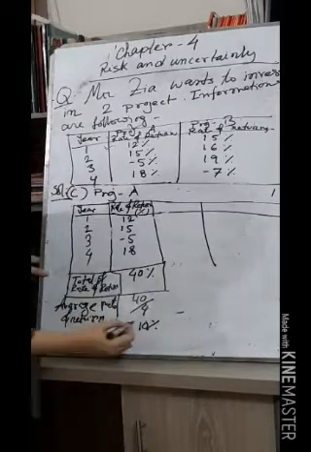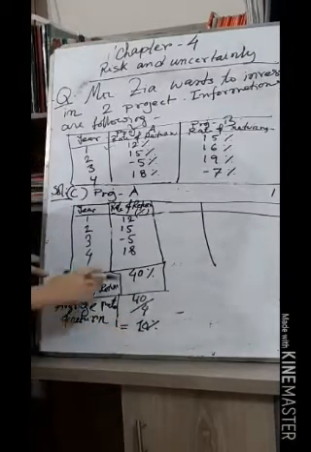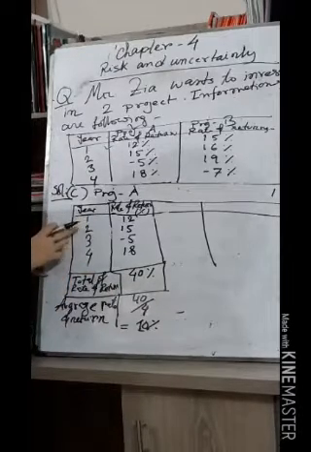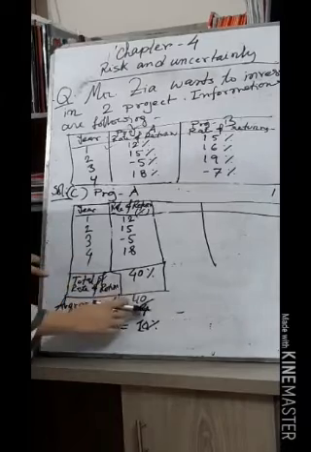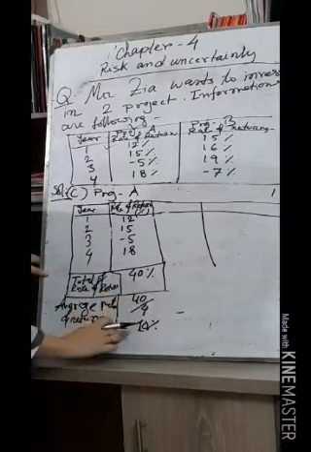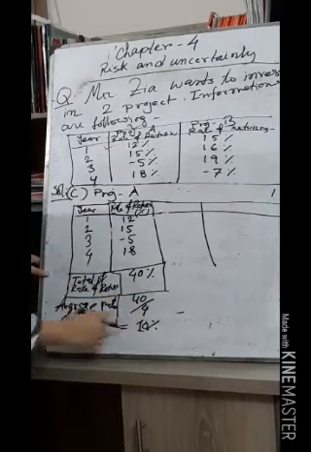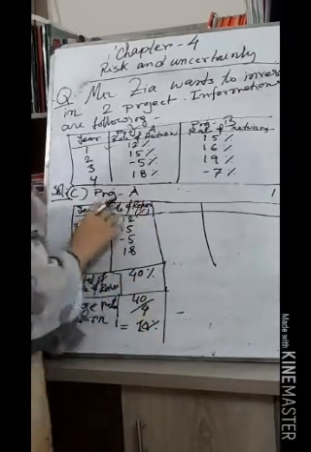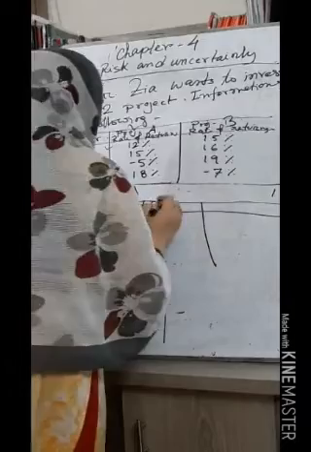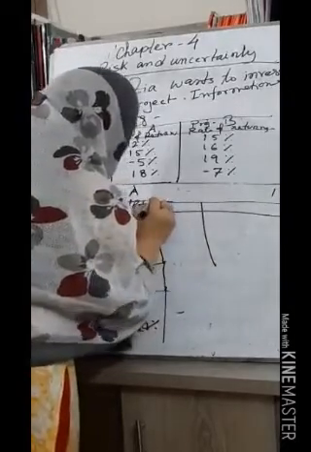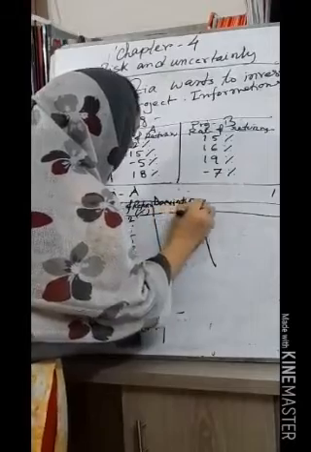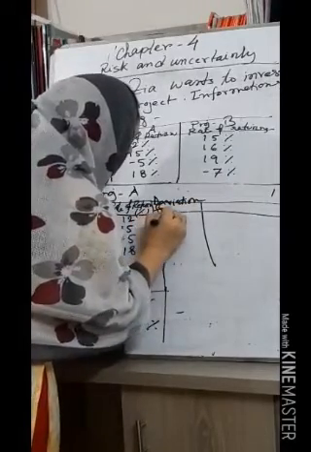So 40 divided by the number of years, 1, 2, 3, 4, so 40 divided by 4 equals 10. This is the average rate of return. Then the third column is the deviation from average.